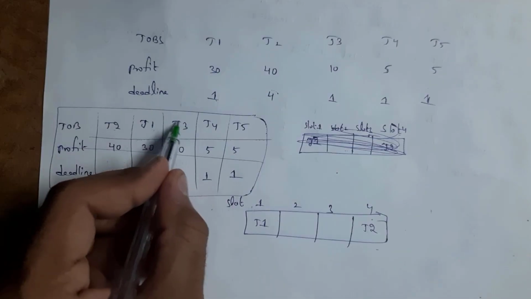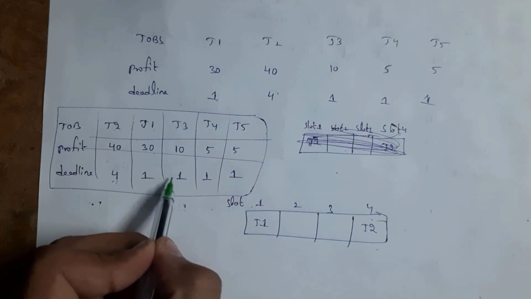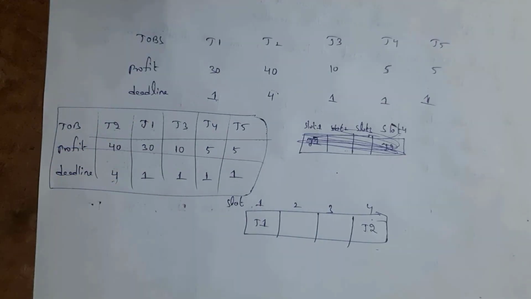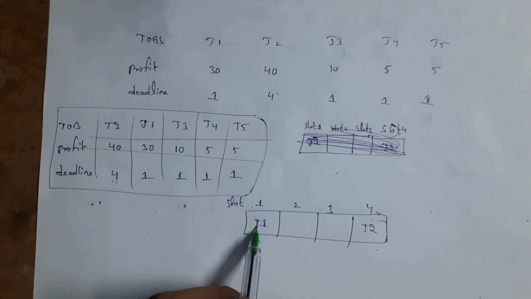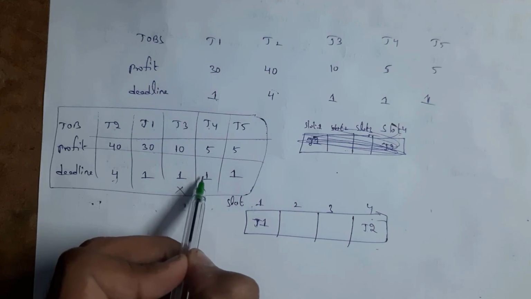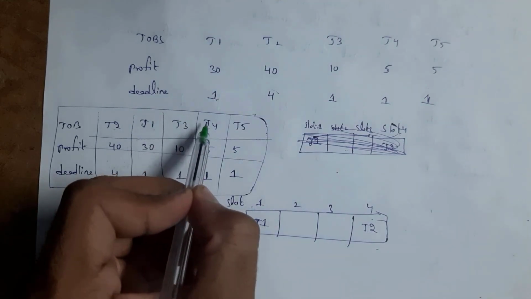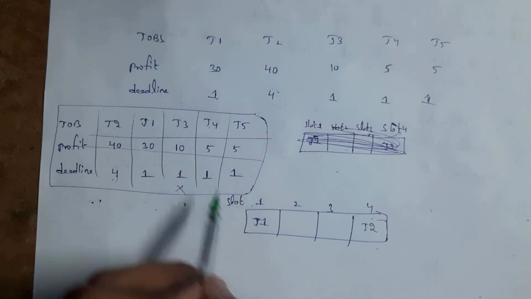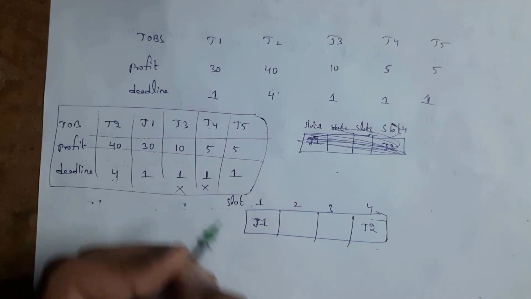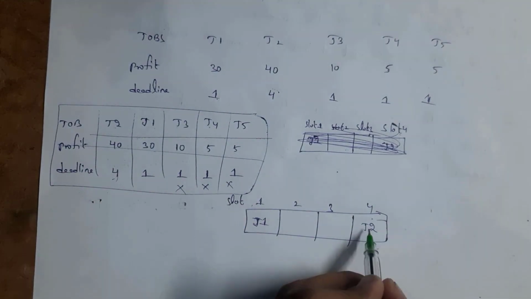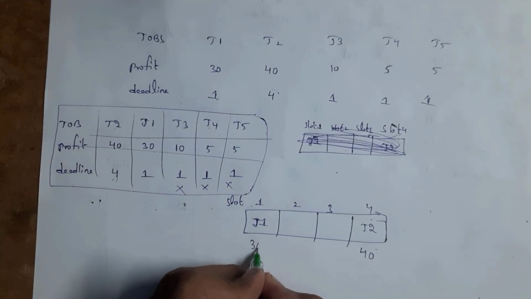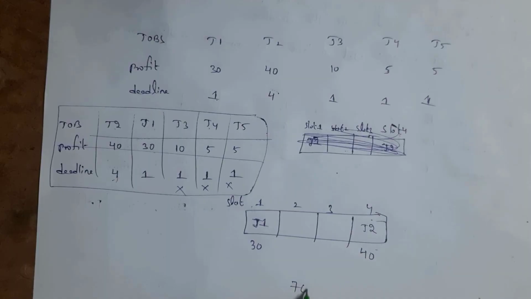And after J1, J3. For J3 also, the deadline is 1. That means within 1 hour, I need to complete job J3. But I already assigned slot 1 to J1, so I cannot place J3. Similarly for job J4, the deadline is 1. That means within the first 1 hour I need to complete J4, but I already assigned the first hour to J1. So I cannot complete J4, and similarly I cannot complete J5. So for J2 profit is 40 and for J1 profit is 30. Total profit is 70.